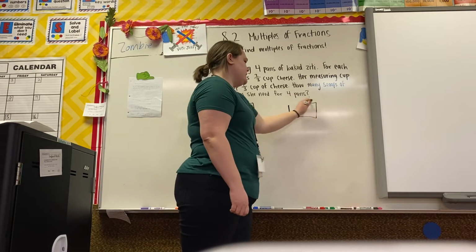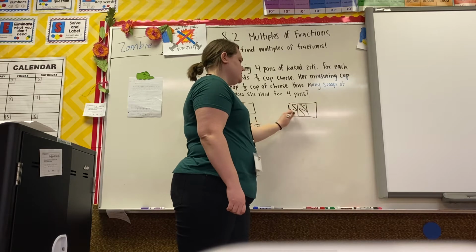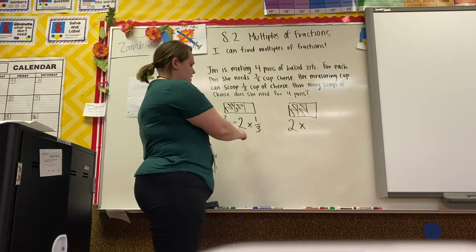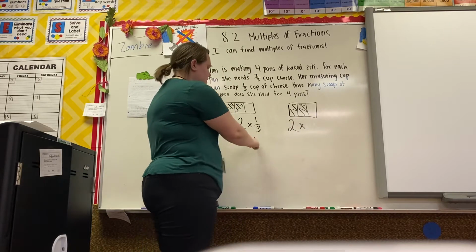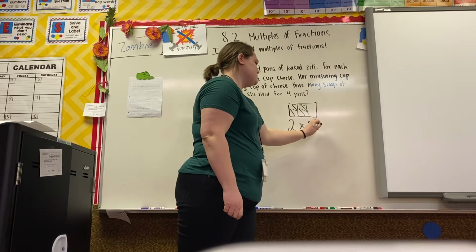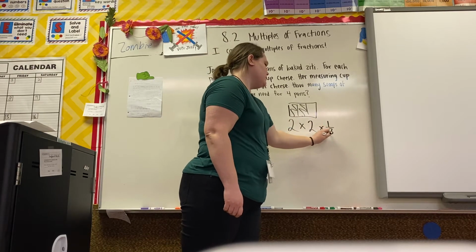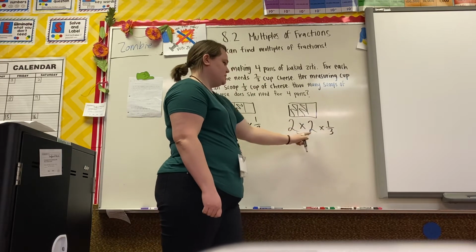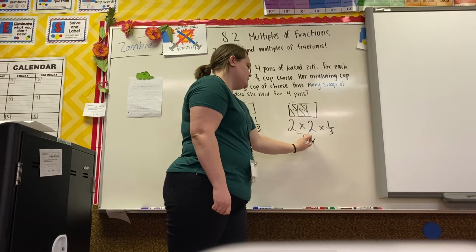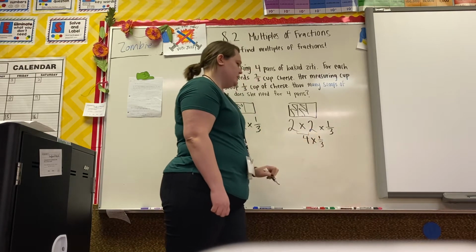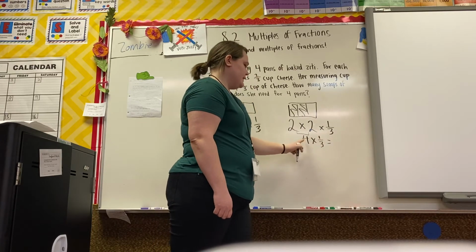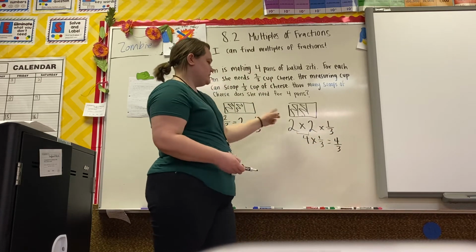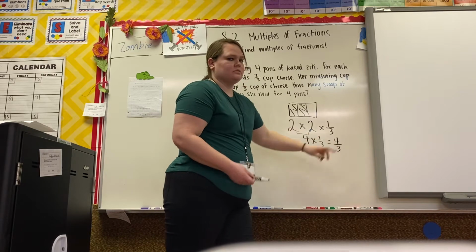If I add my pan number 2, she still needs those 2 scoops. So she needs 2 scoops times, and we already know that 1 pan is this, 2 times 1/3. So we're going to times it by 2 times 1/3. And so to multiply this out, we first do our whole numbers. 2 times 2 is 4 times 1/3. And then we can multiply that out. 4 times 1 is 4/3. So for 2 pans, she would need 4 scoops, okay?